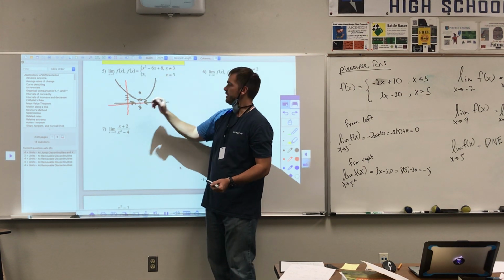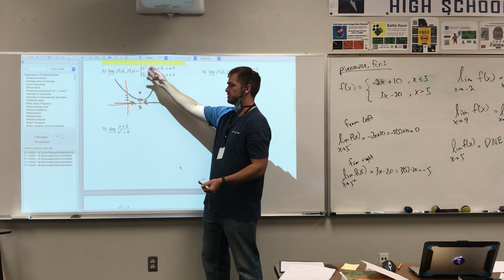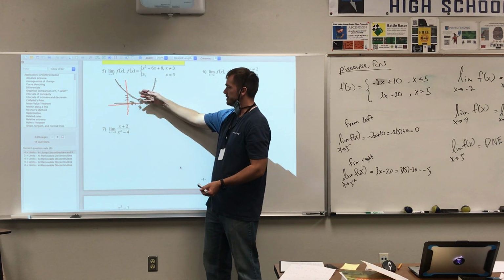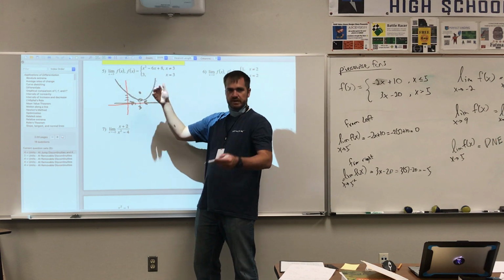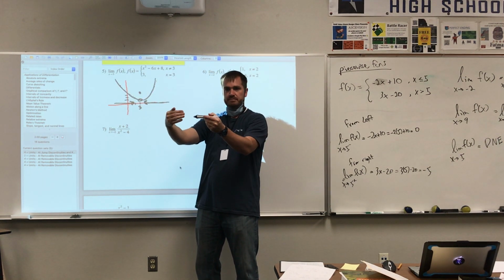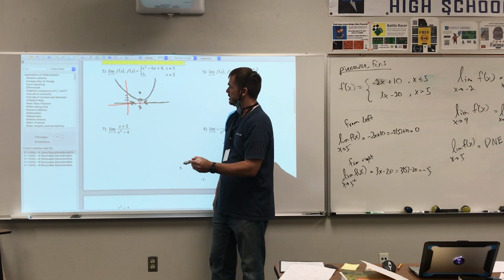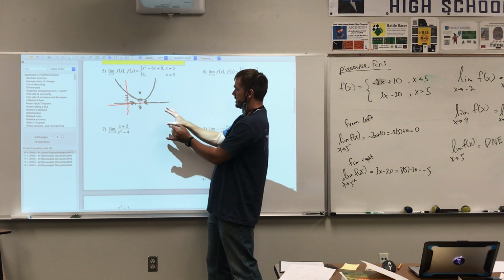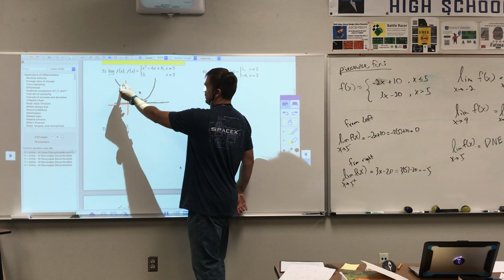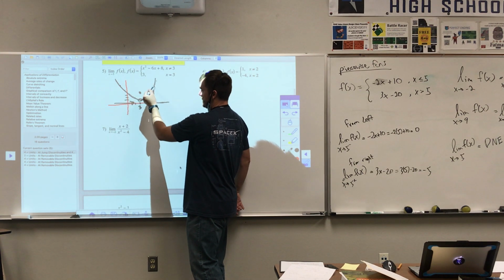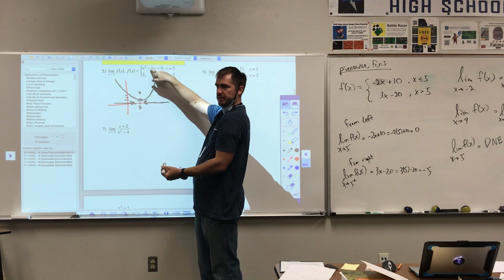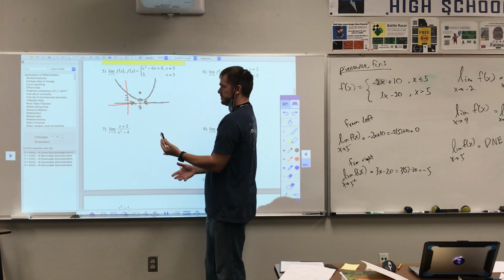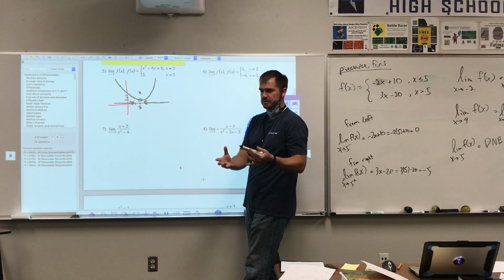Okay? And who cares that the dot is up there? That's almost like a distractor. Yeah, the function value is up there, but remember, limits aren't asking what's the function value. Limits are asking what are we approaching. Okay? So as it turns out, on both sides, I'm utilizing that formula. I feel like I'm still losing some of y'all here.